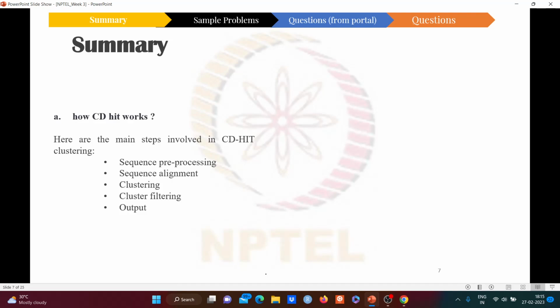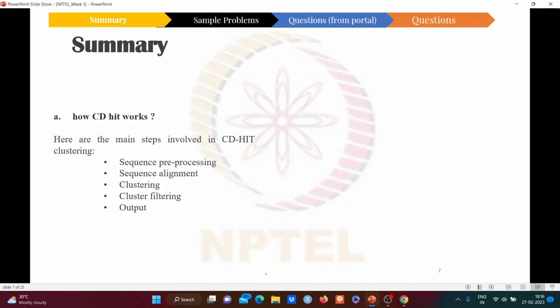Coming to the process, here are the main steps involved in CD-HIT clustering. Sequence processing: the input sequences, which are in the FASTA format, are first preprocessed to remove any low quality regions, such as regions with a high level of noise or sequencing errors. The sequences may also be filtered to remove any duplicates or highly similar sequences that could bias the clustering results.